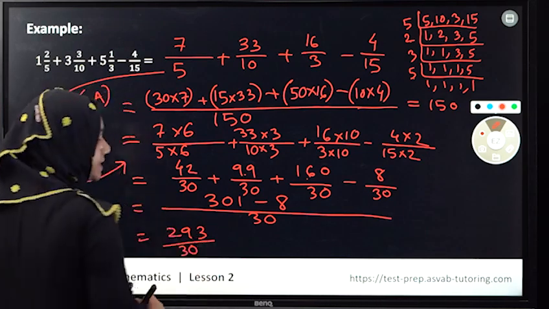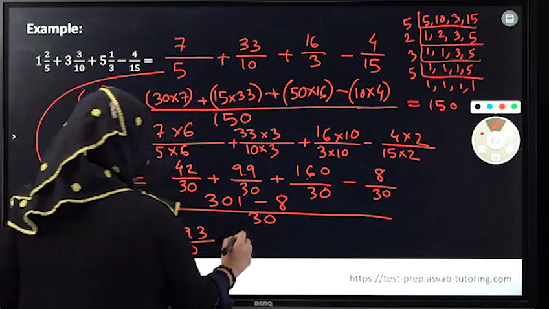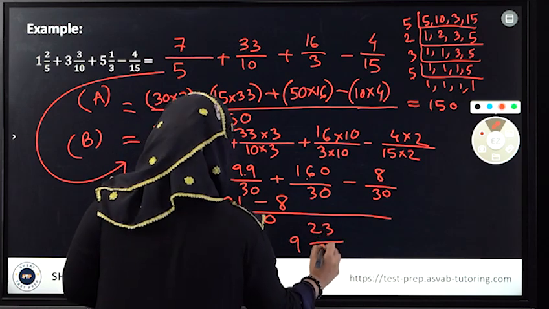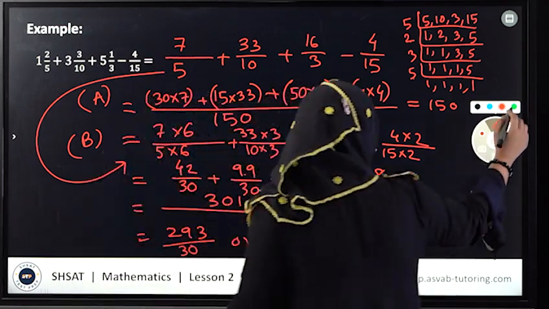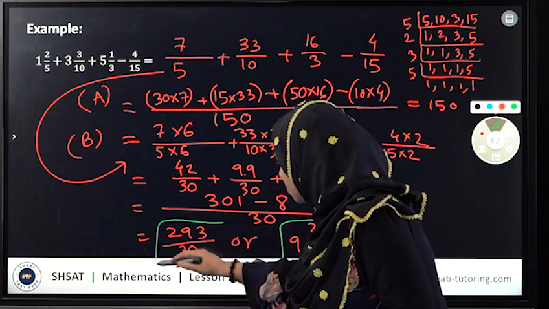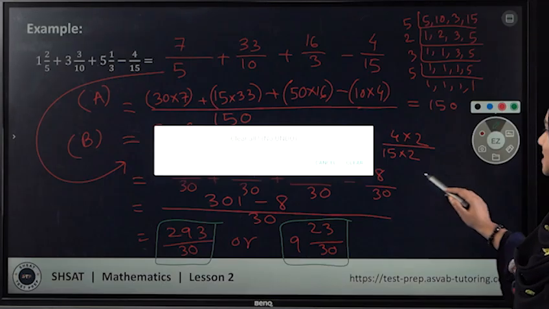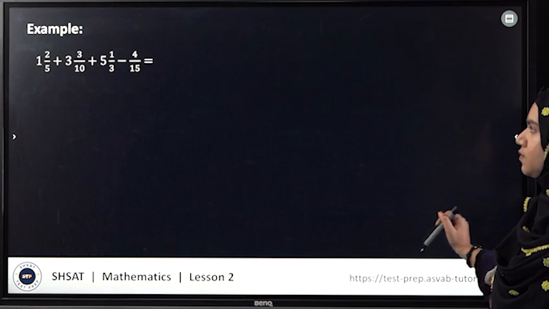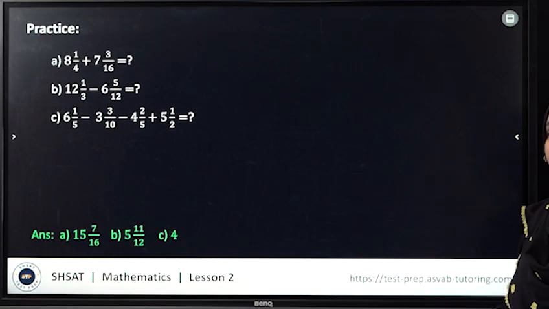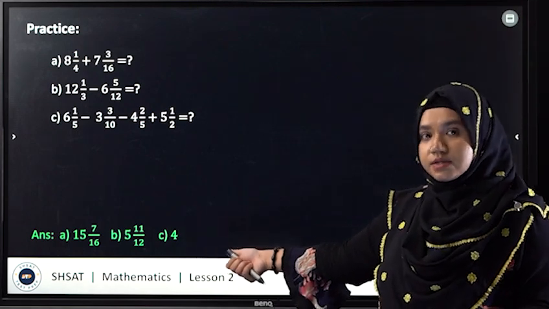You can keep your answer like that. Or if you do want to convert it to a mixed fraction, just like it's shown in the question, it's 9 23 over 30. So both of these answers, as you can see here, are going to be your correct answer. Okay? Hope you got this one right. And if you did, let's move on. All right, here are some for practice. And if you did get these correctly, here are the answers as well.